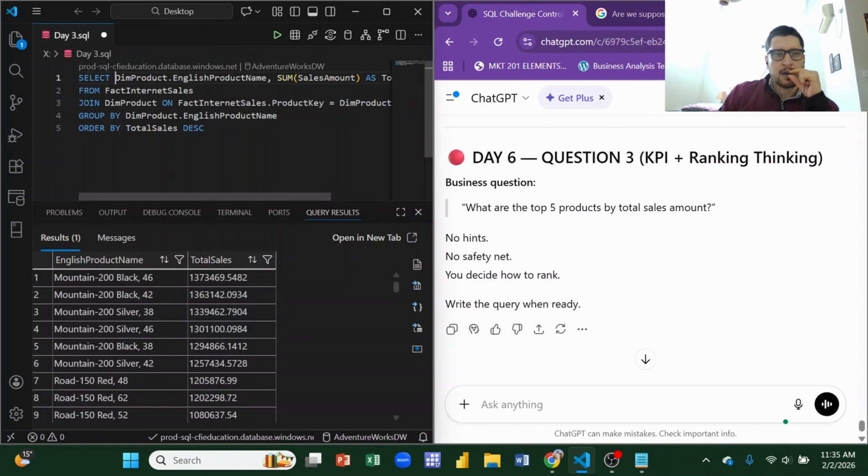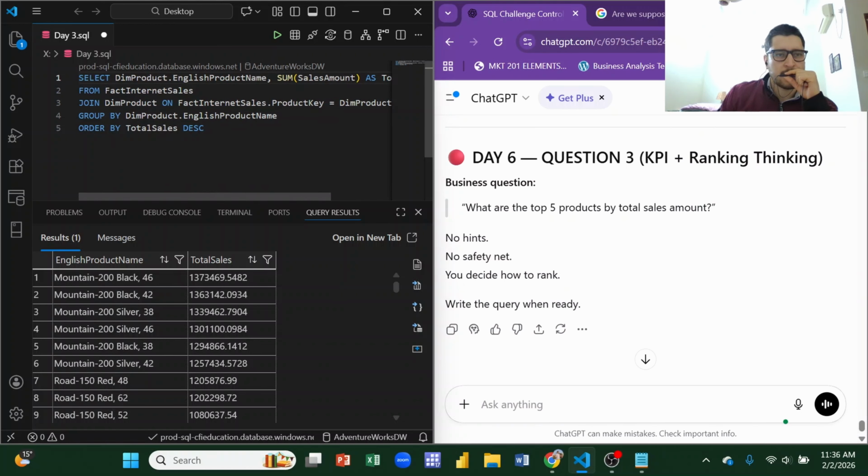Before explaining where I went wrong, where I am feeling underconfident, let me give you an explanation of how I wrote this query. I have selected from the fact internet sales. I have selected the English product name from the dimension table of product. Then I have summed the sales amount as total sales.